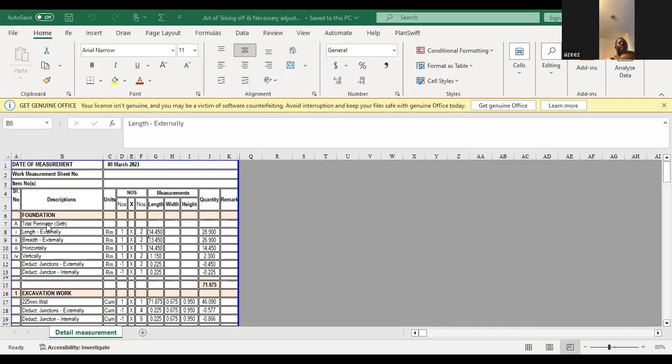Yeah. So now let's look at the perimeter. Perimeter is what I call GAT here. So the length is 14.45. You know we have two sides. It's a rectangular shape building. So two of them will give you 28.9 in running meter since we are dealing with GAT now. Then the breadth also is 13.45. We have two of them also, which is 26.90.